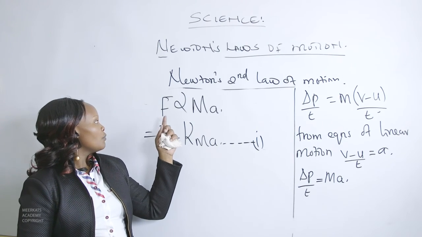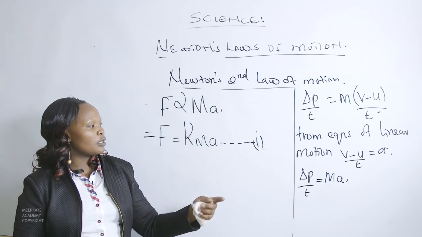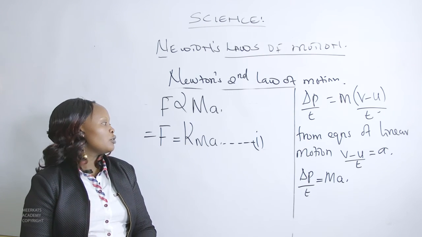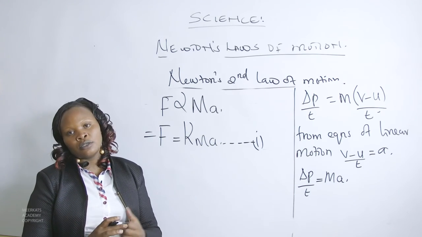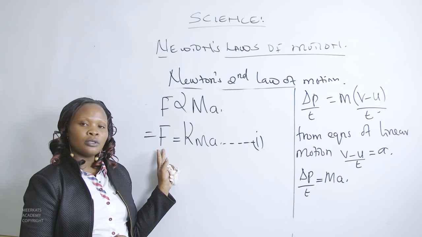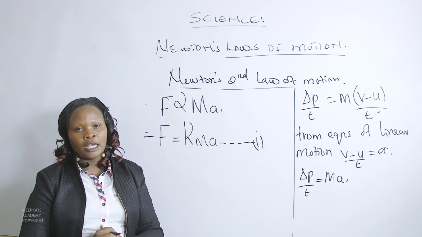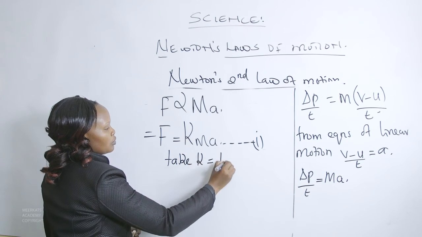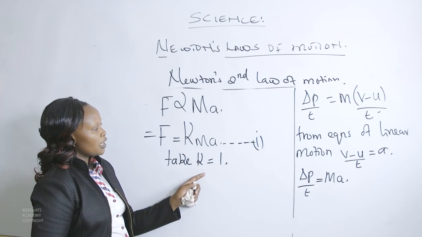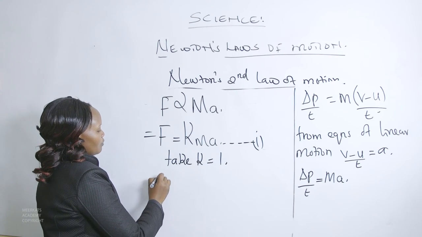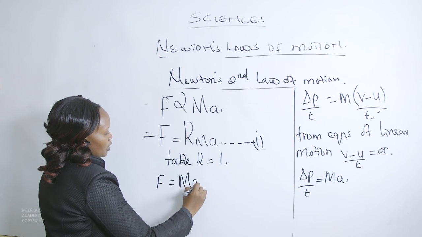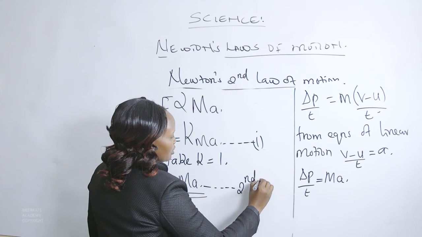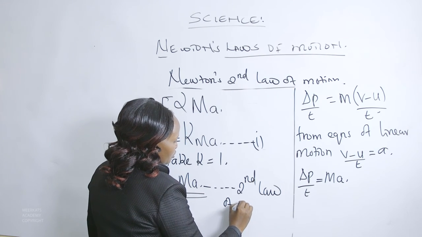But if force is directly proportional to the change of momentum, which we are calling ma, then a force of unit Newton, or a force of 1 Newton, should produce a unit change in momentum. A force of 1 Newton should produce a unit change in momentum, and therefore we could be justified to take our k to be equal to 1, so that if we substitute for k in our equation 1, then F becomes ma, which is our second law of motion.